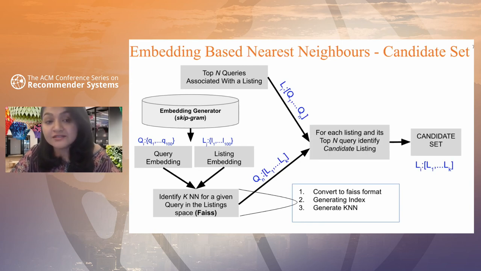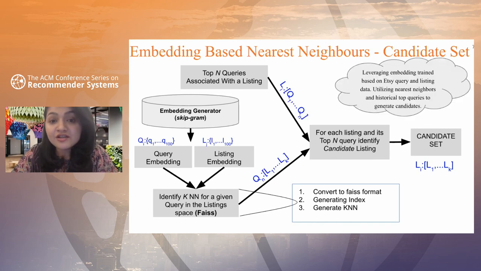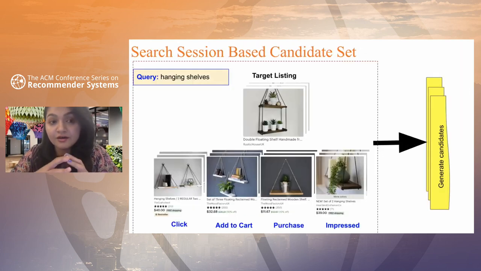So basically, instead of directly going from listing to listing, we go from listing to query and then to listing to obtain item-item similarity candidates. However, we found from our offline evaluation, which I'm going to present in a few slides, that this particular approach was actually outperformed by a much simpler approach, which was instead of using these embeddings, we relied on our search sessions.